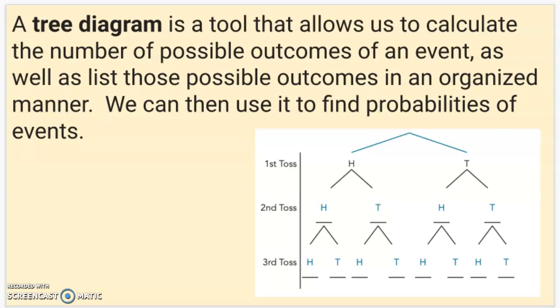As you recall, our last lesson was finding compound probability using an array. Today we're going to be using a different tool called a tree diagram to find compound probability. A tree diagram is a tool that allows us to calculate the number of possible outcomes of an event, as well as list those possible outcomes in an organized way. We can then use that list or diagram in order to help us find probabilities of events. You can see an example of a tree diagram at the bottom right corner of this screen.